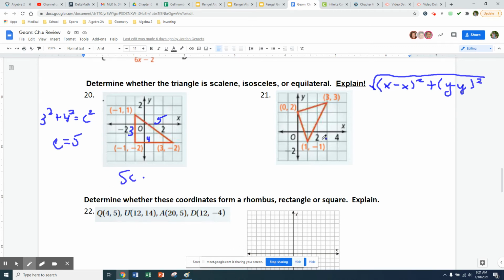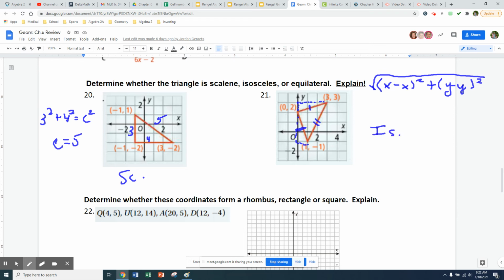And then number 21. Looking at this real quick, we can use the distance formula, but here the side goes 3 over and then 1 down, and then this one goes 3 down, 1 over. So they're both going that same 3 by 1, 3 by 1. That's going to mean these two sides are the same. And then this one's going to be different. It's longer. So that one's going to be isosceles.